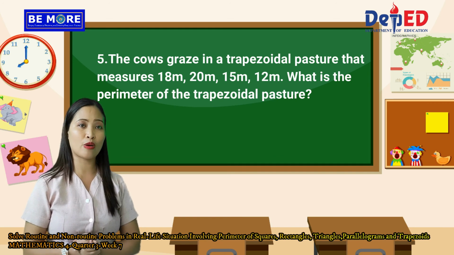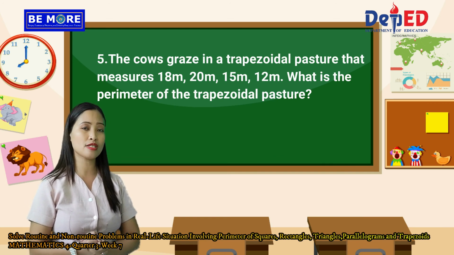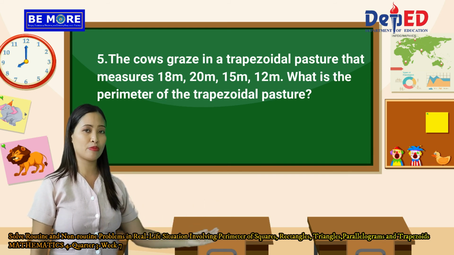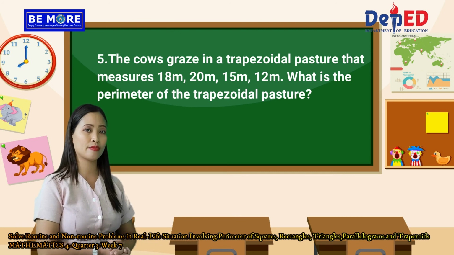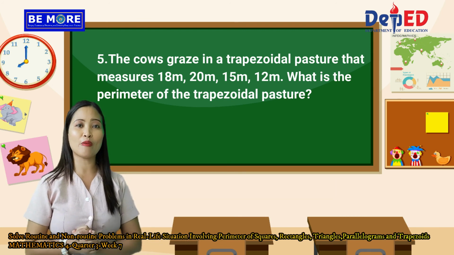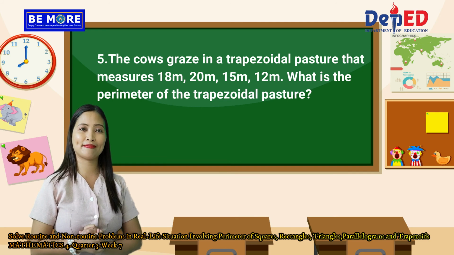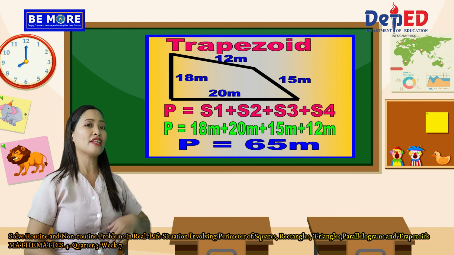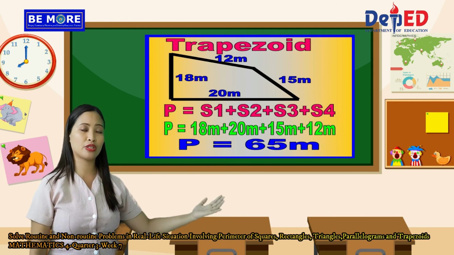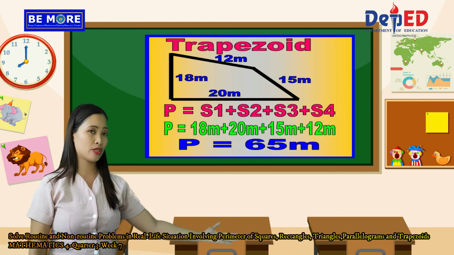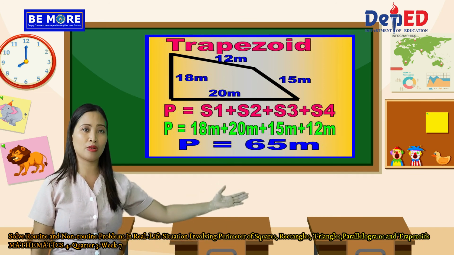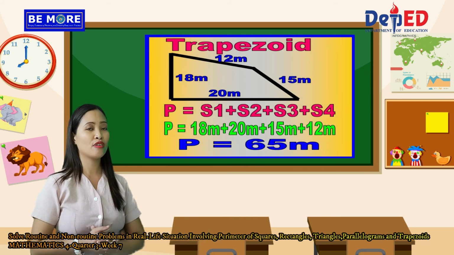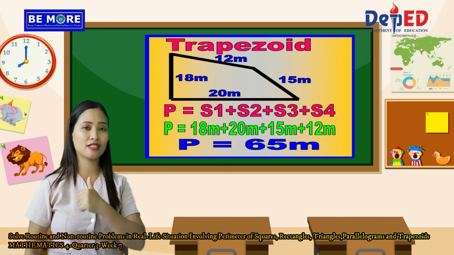The cows graze in a trapezoidal pasture that measures 18 meters, 20 meters, 15 meters, and 12 meters. What is the perimeter of the trapezoidal pasture? So, the perimeter is equal to 18 meters plus 20 meters plus 15 meters plus 12 meters is equal to 65 meters. Great!